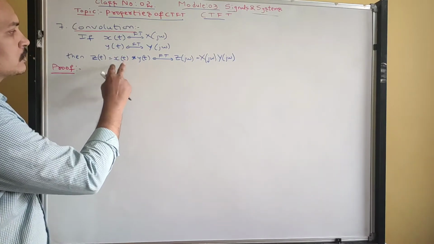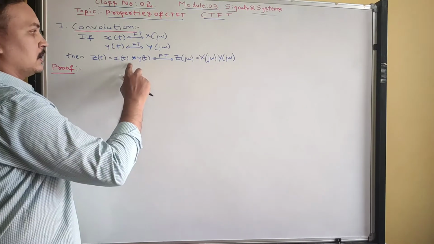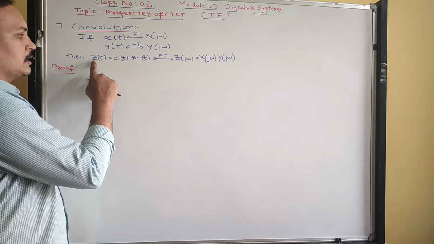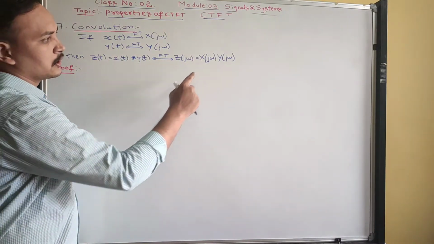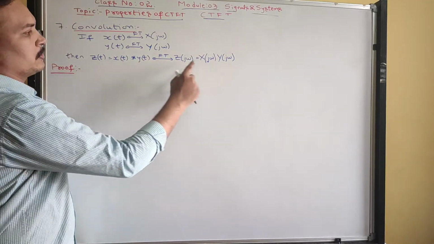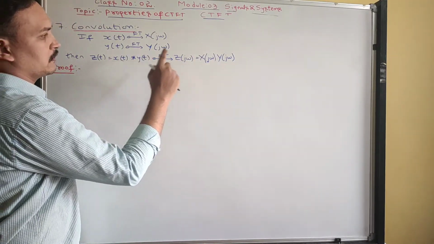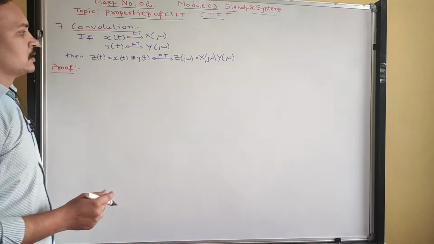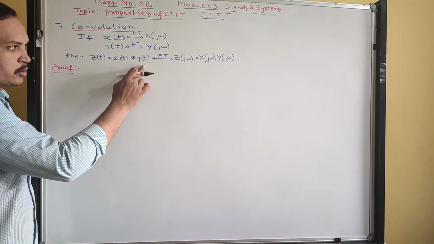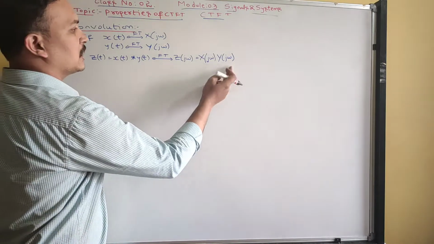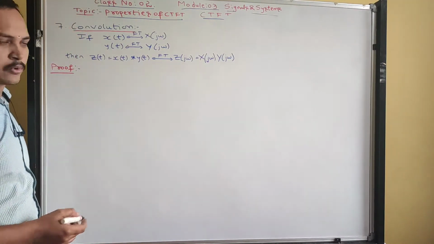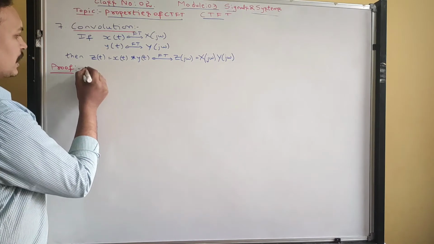If I do convolution on the time domain signals, then its Fourier transform, its frequency spectrum, z of t will become z of j omega. In the same way, x of t will become x of j omega and y of t will become y of j omega. So finally we can conclude that convolution in time domain results in multiplication in frequency domain. We can now discuss the proof.